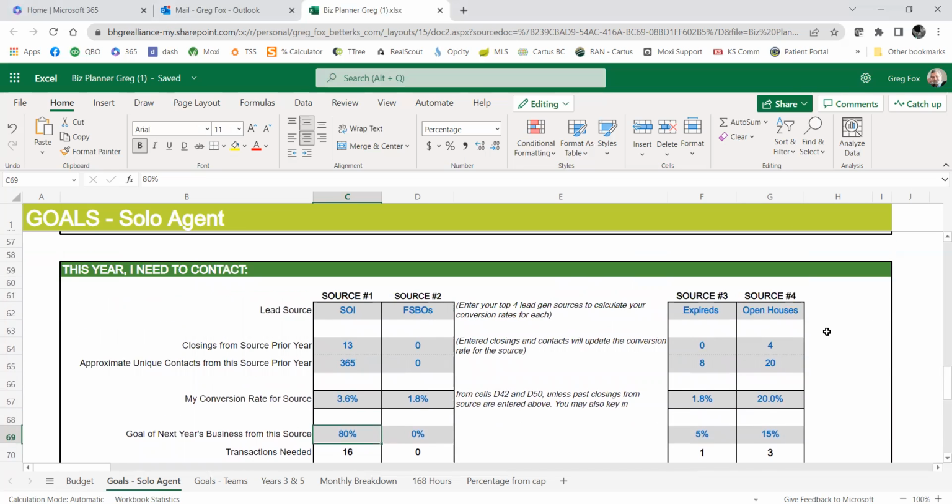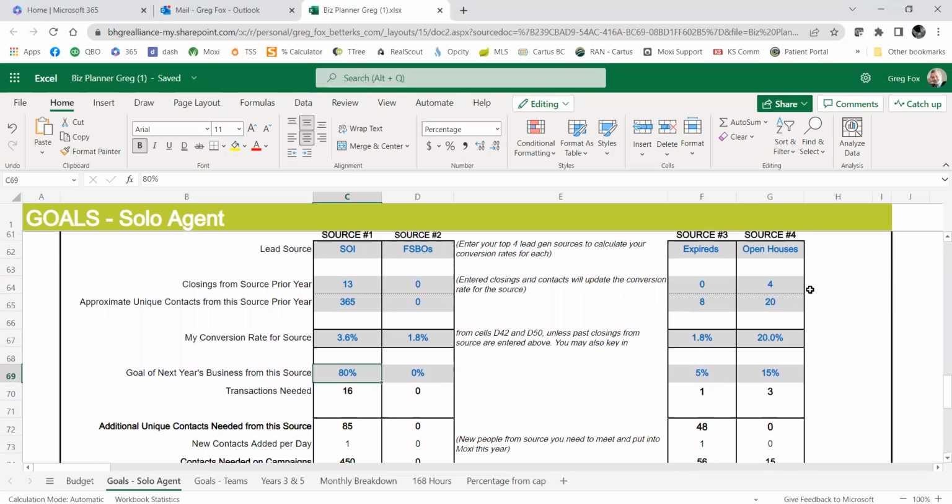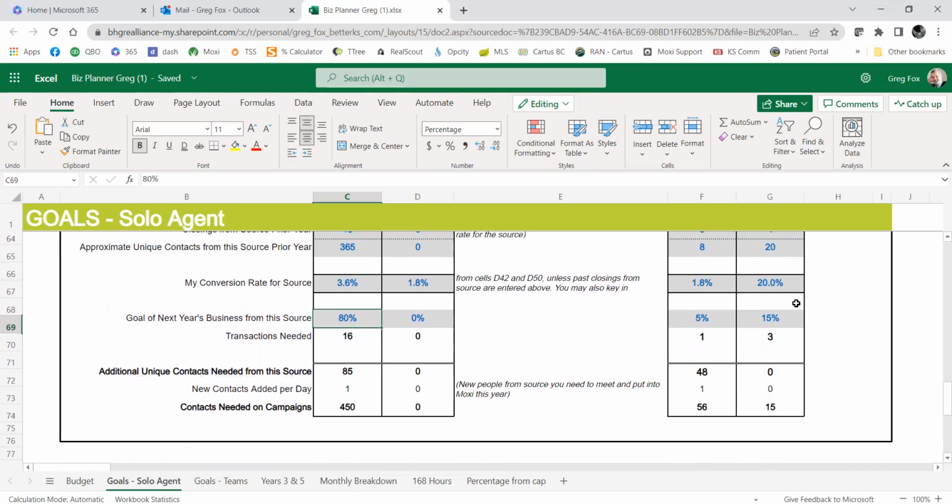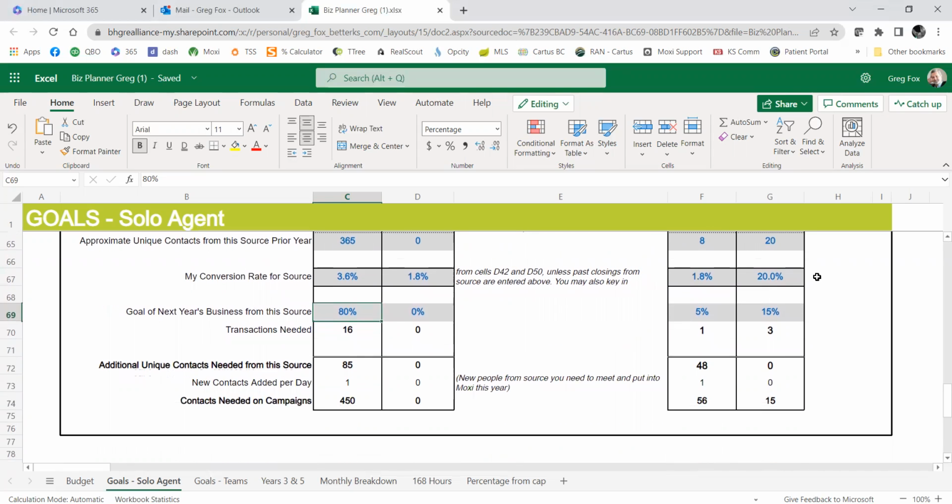Let's go to open houses. I had 4 closings from my open houses. I met 20 people last year. They signed in, I put them on a drip, whatever. That means I'm closing 20%, but I only want that to be 15% of my business. So this says I need 3 transactions and I need to get 15 people out of my 20.